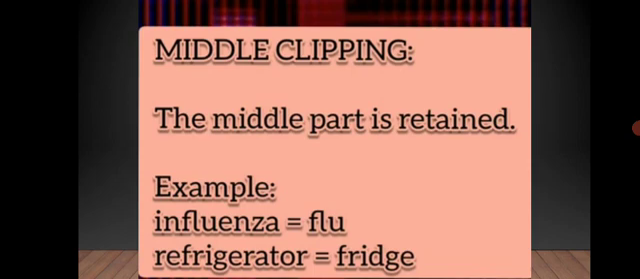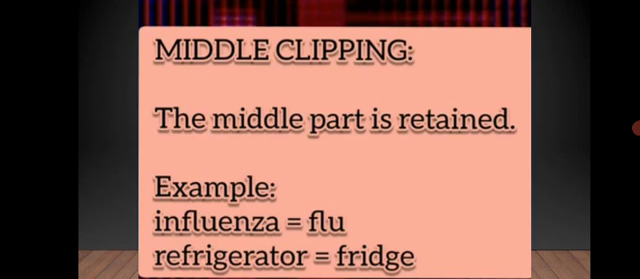Next, middle clipping. In the middle clipping, the middle part is retained and we have to cut the first and the last part. In the middle clipping, only the middle part remains the same. Example, influenza. In this, we cut the first part, IN, and the last part, ENZA. So the middle part, flu, is retained.